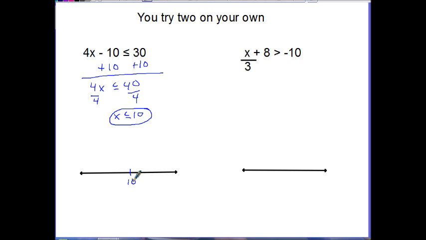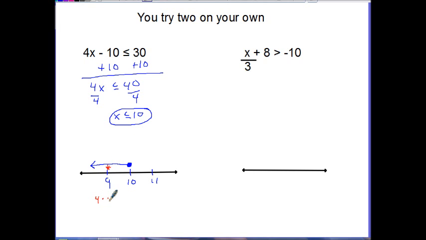Our graph. Let's plot 10 in the middle. 9 is going to be to my left, 11 to my right. Closed circle. It points left, so my solution draws left. And we check.